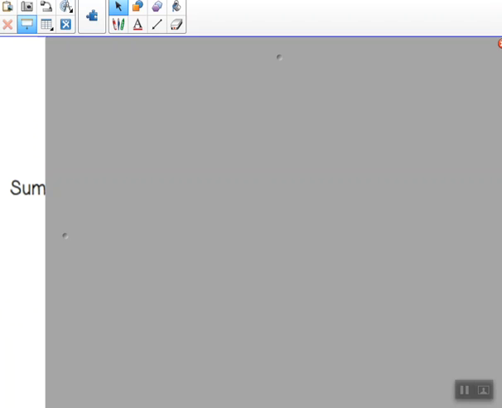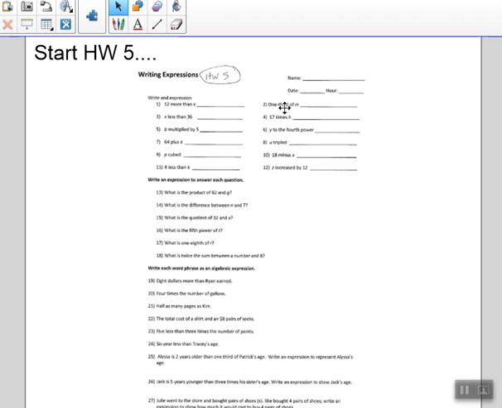But your practice for this one is homework 5. You can see here that you are basically writing an expression for this section. They want you to write an expression to answer these questions down here, and then write each word phrase as another expression. So this is your practice sheet. Go ahead and get started on that.